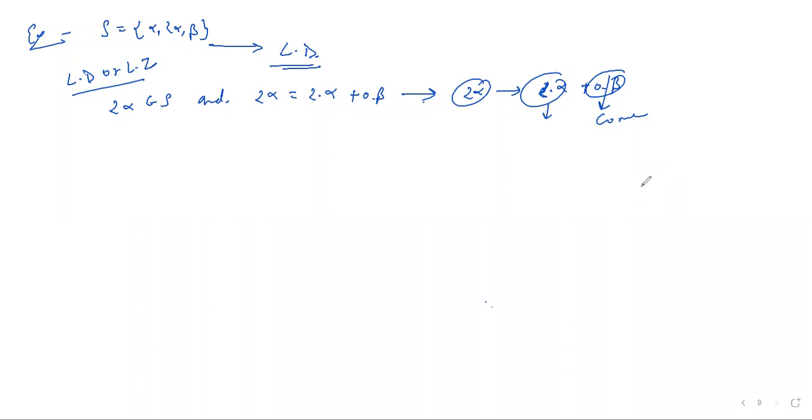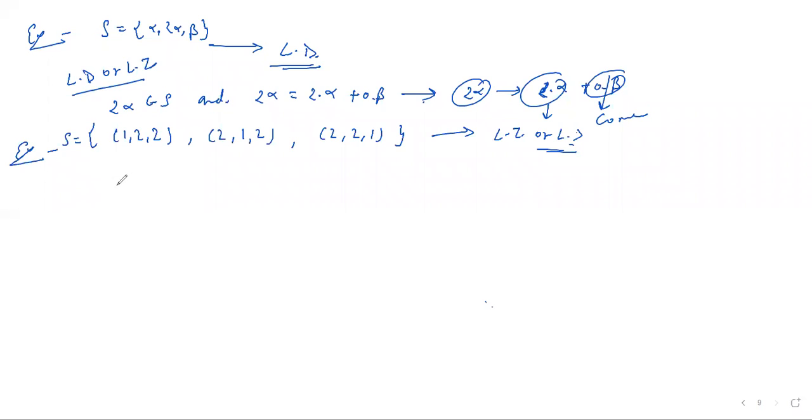Okay, let's see another example. If I have this set of vectors, let's say S, which has the vectors (1, 2, 2), (2, 1, 2), and (2, 2, 1), and I have to check whether this set of vectors is linearly dependent or linearly independent.